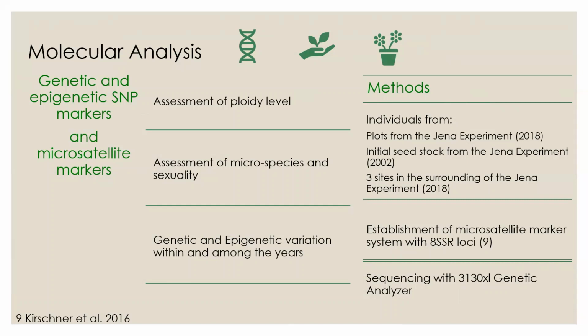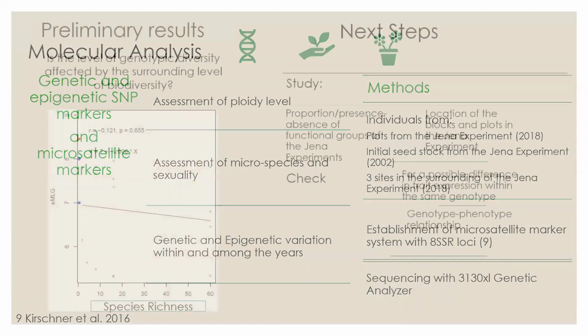We already started doing some microsatellite analysis using individuals from plots in the Jena Experiment collected in 2018, individuals from the initial seed stock from 2002, and also 3 sites in the surroundings of the Jena Experiment, always collected in 2018, to check if there is a gene flow outside and inside the Jena Experiment population. We established a microsatellite marker system with 8 SSR loci, and then we ran the sequences with the genetic analyzer.